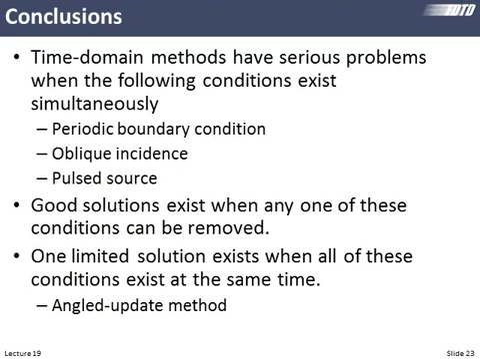So the conclusions here. A time domain simulation has very serious problems implementing periodic boundary conditions when 3 things exist at the same time. We have periodic boundaries, an oblique angle of incidence, and we want some kind of pulse source. Remember, this is a big benefit of finite difference time domain. We can excite with an impulse, and in one simulation record impulse responses, which contains the frequency response over a huge range of frequencies, all in one simulation. So if we want all 3 of those things at the same time, we have very, very big problems.